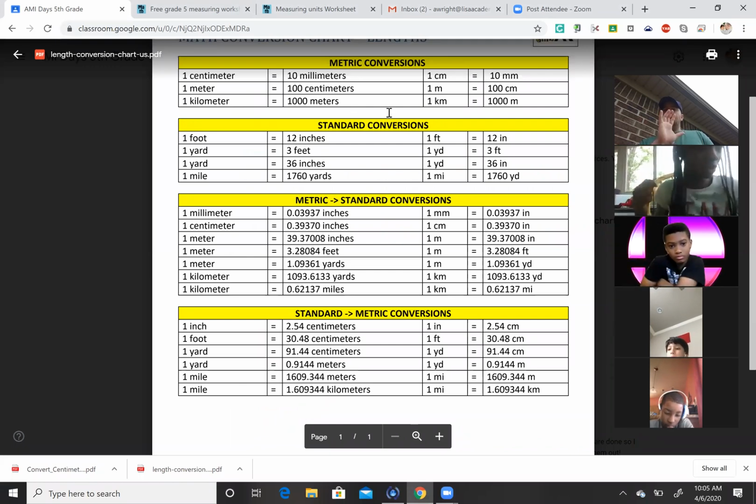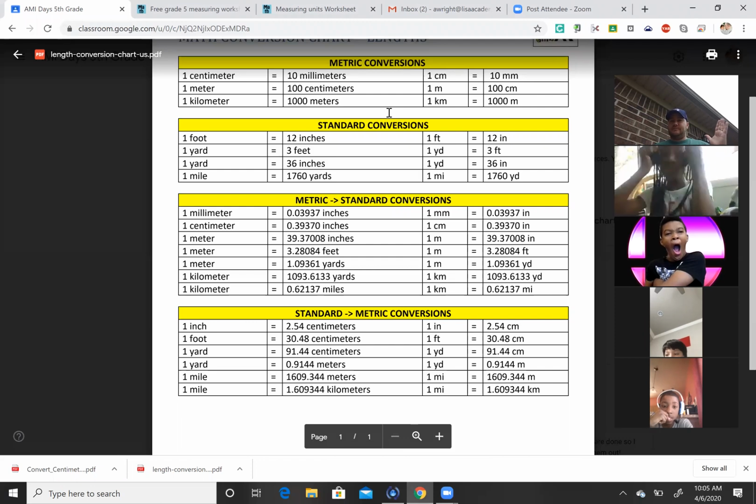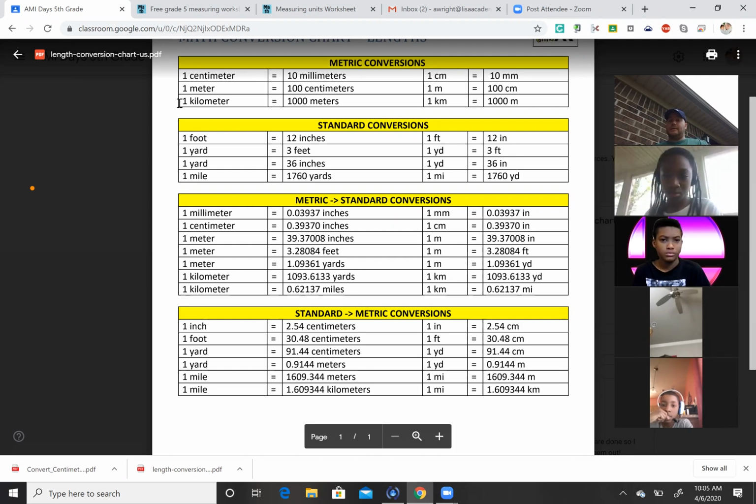So think about this. What is the only one that doesn't have a prefix? Meter. So in the metric system, for distance, meter is the standard. Meter is the base of everything. So meter is what you know.